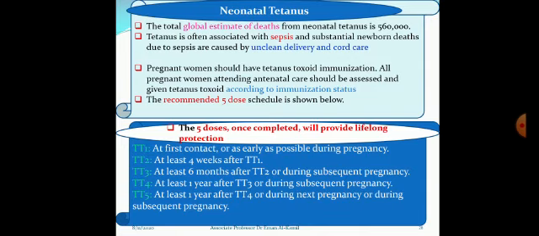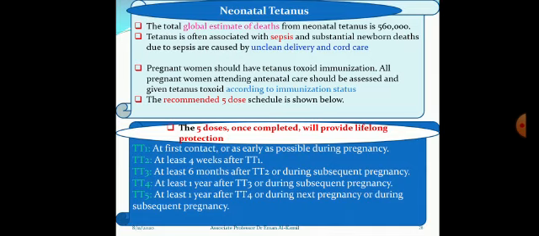Neonatal tetanus. The total global estimate of death from neonatal tetanus in the developing countries is still one of the important causes of death, and more than 500,000 newborns die because of neonatal tetanus. If the mother is not vaccinated against tetanus, the child or the baby will have neonatal tetanus, especially if they are born in a place which is not clean or not sterile. So they will develop tetanus. So all pregnant women should be sure that they are immunized against tetanus.